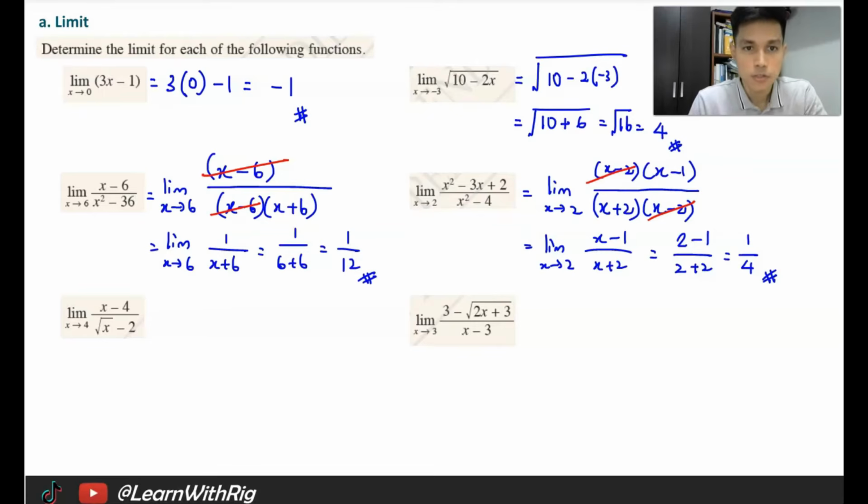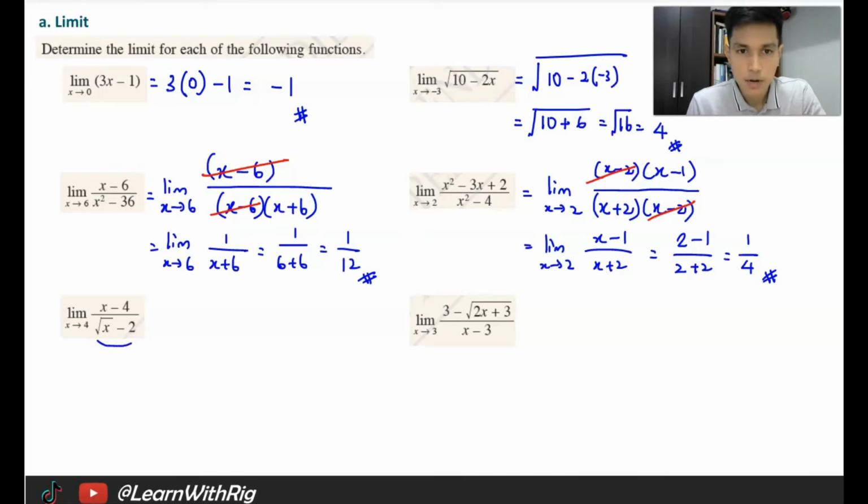Now, last two question. Limit x approaching 4. So same thing. If you substitute, you're gonna get 0 over 0. Okay, if you don't believe me, you can try. You get 0 over 0. So if that's the case, you cannot use direct substitution. So you have to try factorization. But the question is, can you factorize? Answer is no. You cannot factorize. So what you're going to do is, you all have learned this before in last year, Form 4. Okay, so when you learn this, it says conjugate, right?